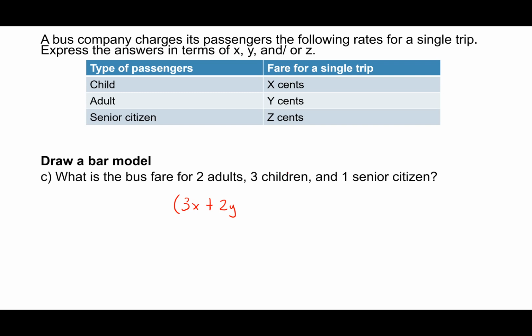No, we're doing the total for all of these. Plus z. Great job. 3x plus 2y plus z cents. Way to go. How are we doing? Give me a thermometer. With 3 variables, you guys all have your thumbs up. That's great. Way to go, class.